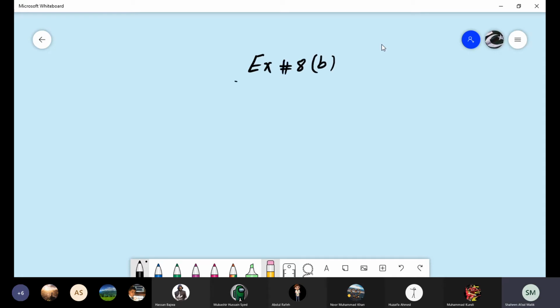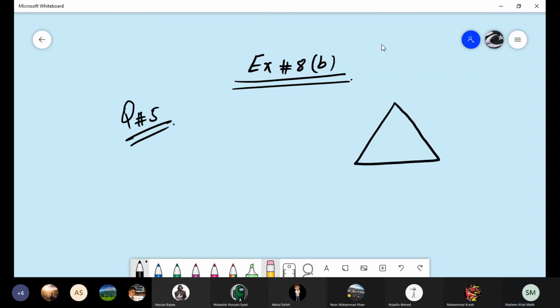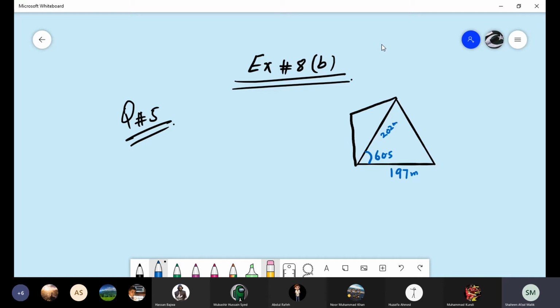If you have space in the exercise 8B pages, you can solve there. But if you don't have space there, then you can solve it here only. So here is the question. We have a triangle, this type of triangle, and then there is a half part like this. If we label the triangle, this angle is 60.5, this side is 197 meter, this is 202 meter, this angle is 30 degree and this side is 112 meter.